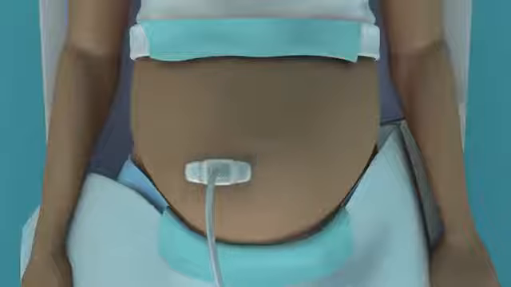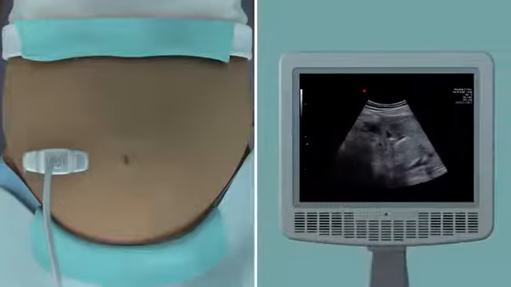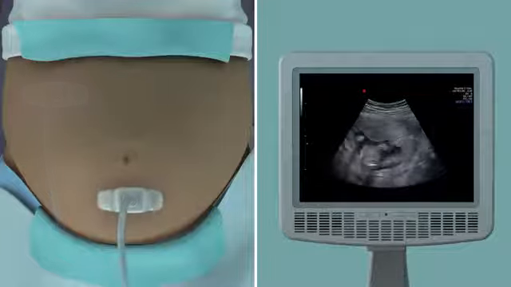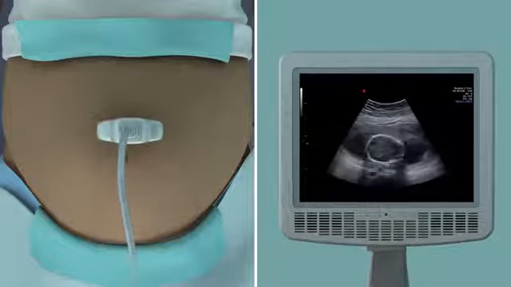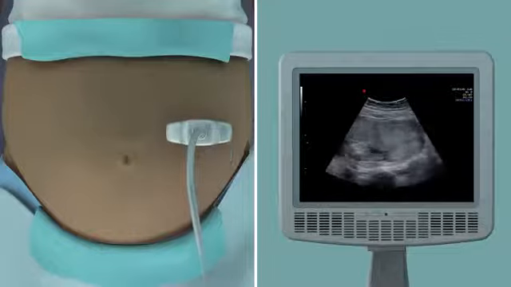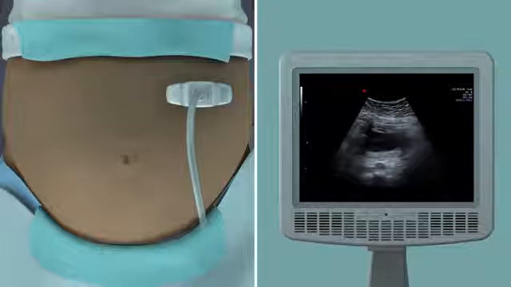Maintaining the transverse orientation, slide the probe up the right side of the uterus from the symphysis to the fundus. Repeat this movement in the center of the uterus and also on the left side of the uterus. The size of the uterus will determine whether 2 or 3 transverse sweeps are required.